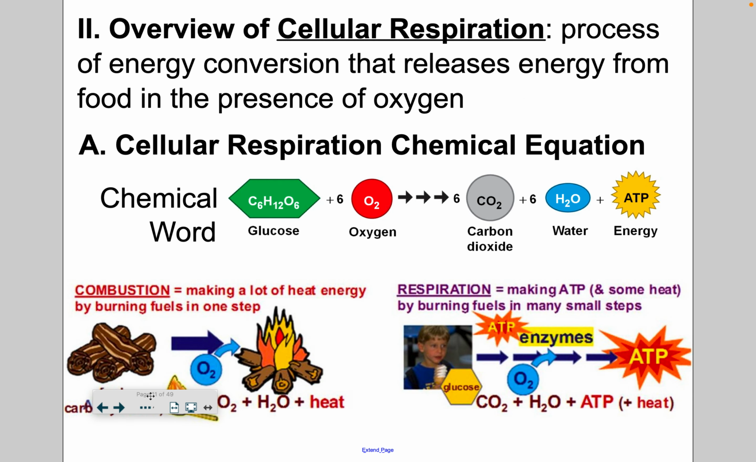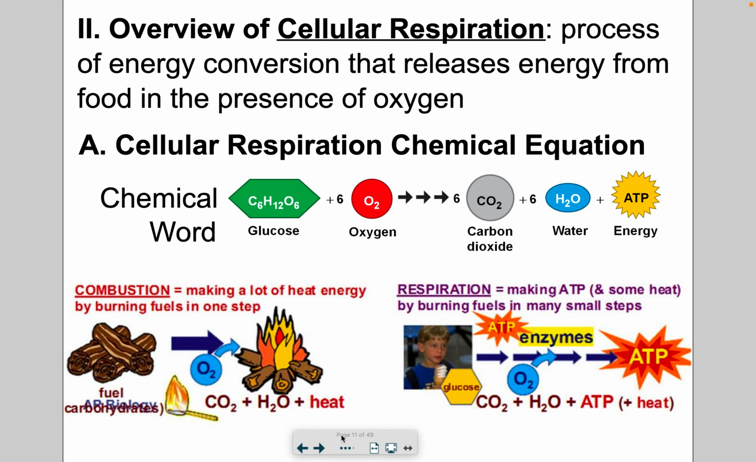So the overview of cellular respiration is that you convert energy from glucose. You're breaking those bonds and creating energy, but you do give off some waste products like carbon dioxide and water. The chemical equation is C6H12O6, that's my sugar, my glucose, plus 6O2 yields 6CO2 plus 6H2O plus ATP. Here's the word equation: glucose plus oxygen undergo a chemical reaction to produce carbon dioxide, water, and energy.